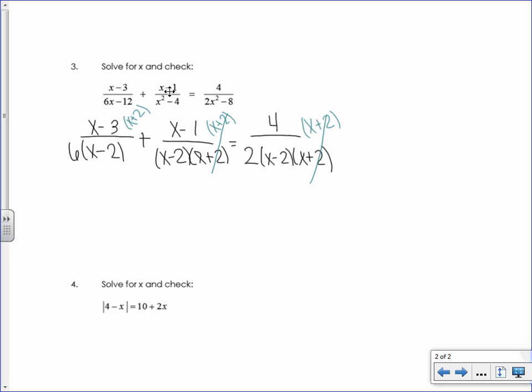Now, in this first term, though, it doesn't. And you need to be careful because this is all of x minus 3 times x plus 2. All right, so some foiling is going to happen at some point in time. And then for my second term, I have x minus 1 over x minus 2. Those cancel. And then here, I've got 4, and then I have 2x minus 2.